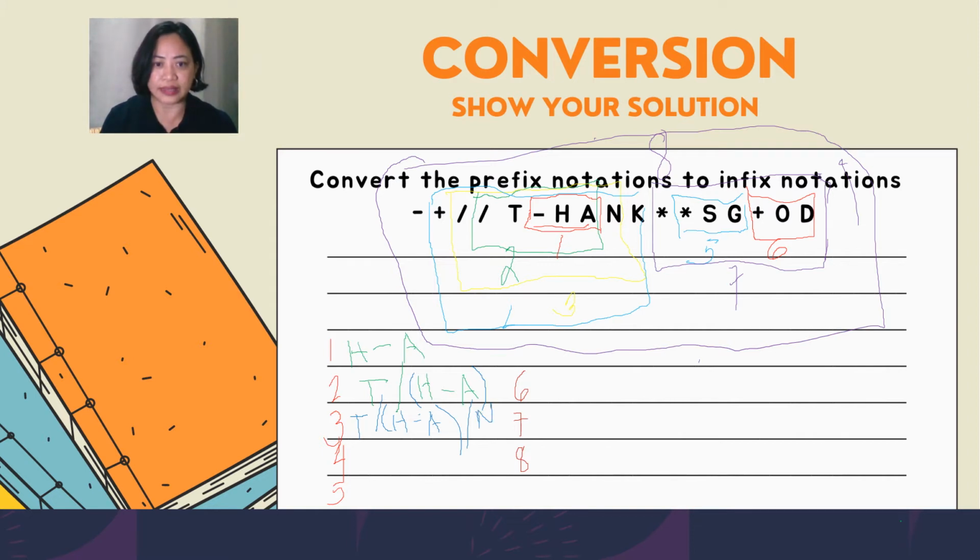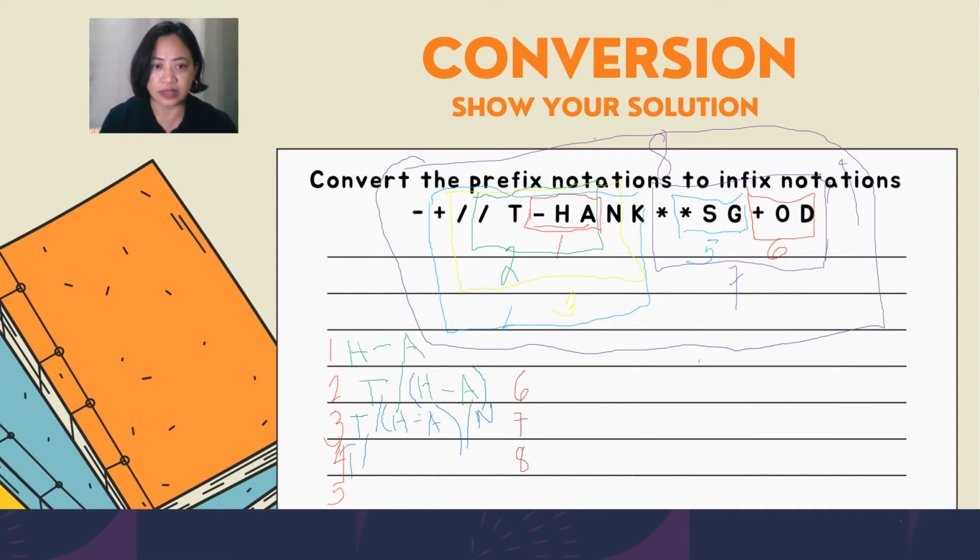Divide with n. Okay. And then on our fourth expression, we have plus 3k. So number 3 on the left side. So copy natin number 3 expression.